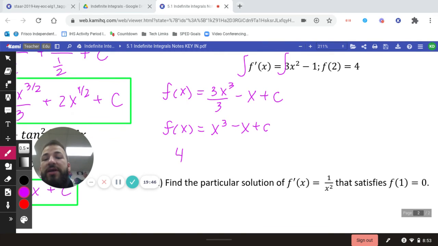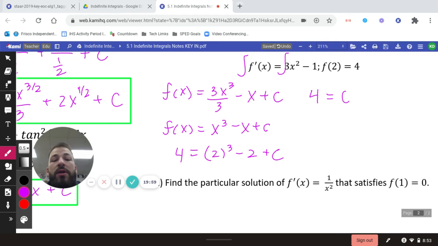So 4 is equal to 2 cubed minus 2 plus c. So I'm just going to solve for c. So 2 cubed is 8 minus 2 is 6. So 4 is equal to 6 plus c, minus 6 to both sides, and we get negative 2 is equal to c. And then I can just plug that back in to get my exact function.